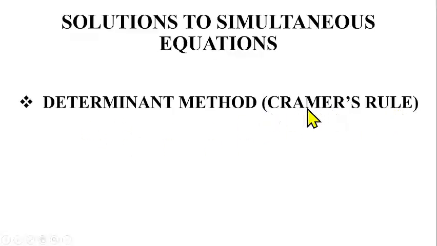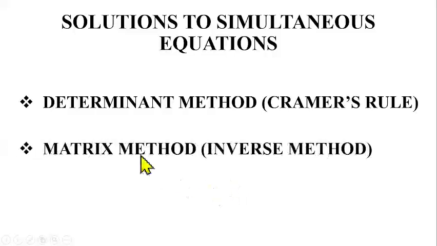Cramer was a mathematician. He was the one who formulated this method, and he named it after himself. And another name for Cramer's rule is determinant method. So in examination, they can call it Cramer's rule or they can call it determinant method, but you should know that they mean the same thing. Then the second method is a matrix method, which is called inverse method. So these are the 2 methods we can use to solve simultaneous equation in matrix.